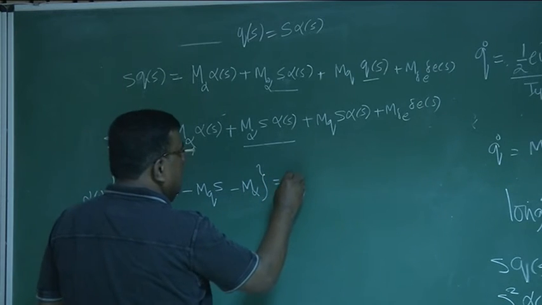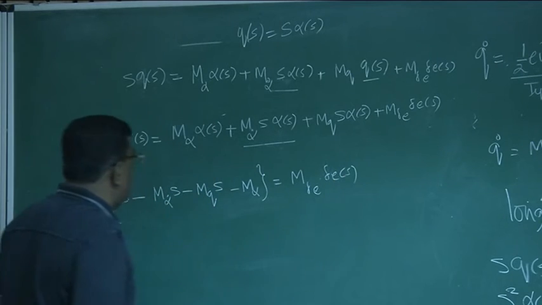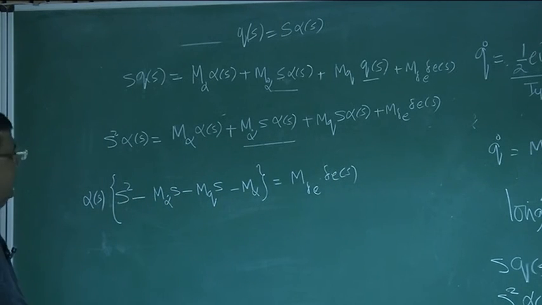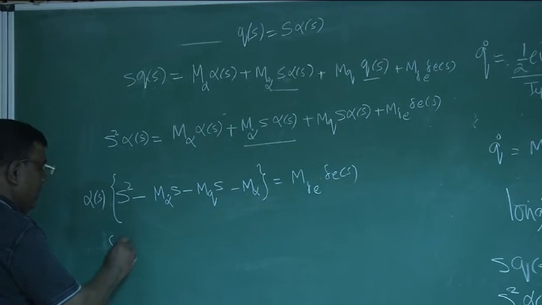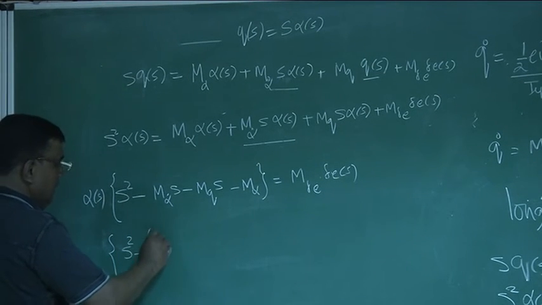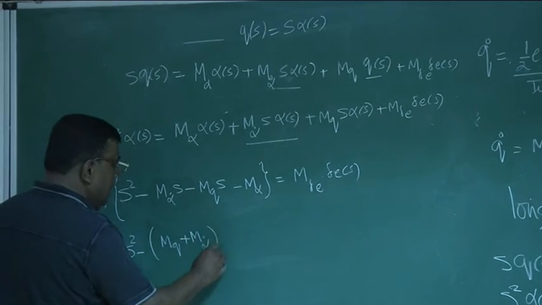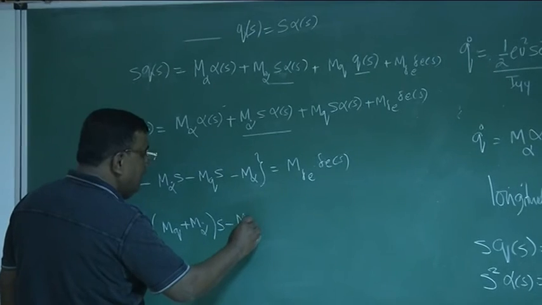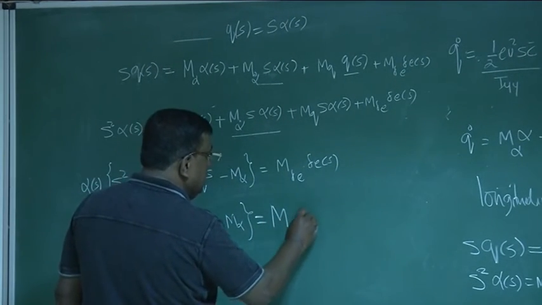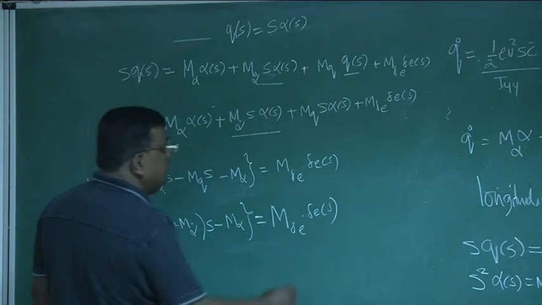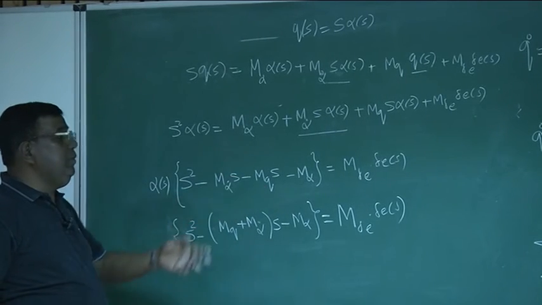This equals M delta E into delta E of S. Right? Let me write it differently now. So I write it as S square minus MQ plus M alpha dot S minus M alpha, equal to M delta E into delta E of S. Let us not forget again, what are these M alpha dot, MQ, M alpha, M delta E?